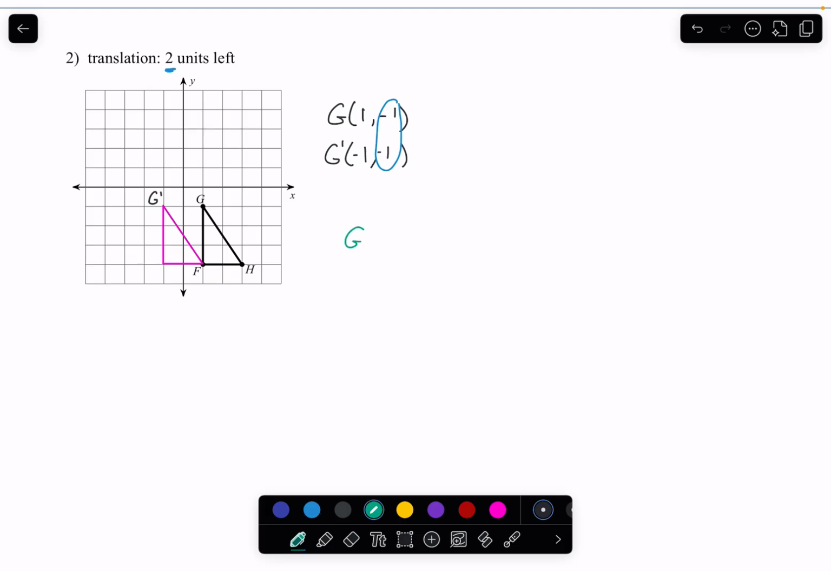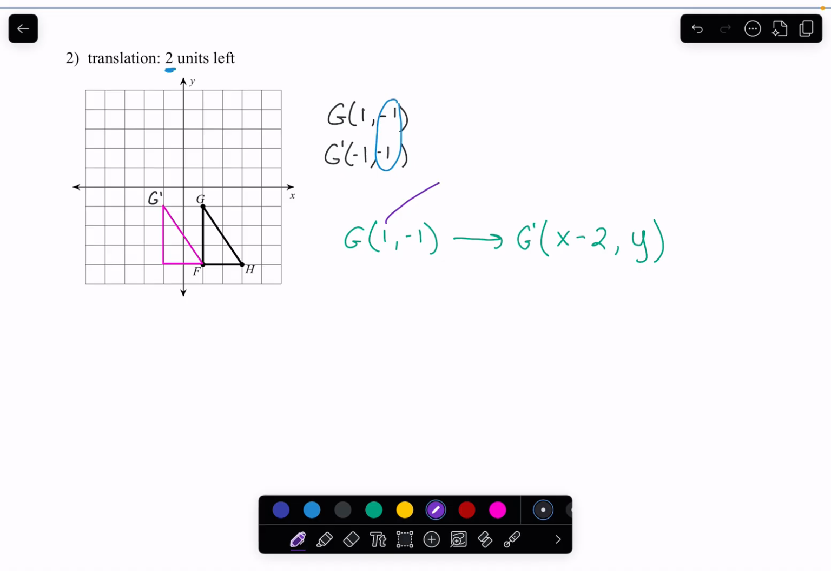If we had our original g, which is 1 comma negative 1, and we put it into our little machine we've worked out here, in this case, that's going to be take whatever coordinate we have for x, subtract 2 units from it, and then take whatever we have for y and just leave it alone. That should work. That should get us there.